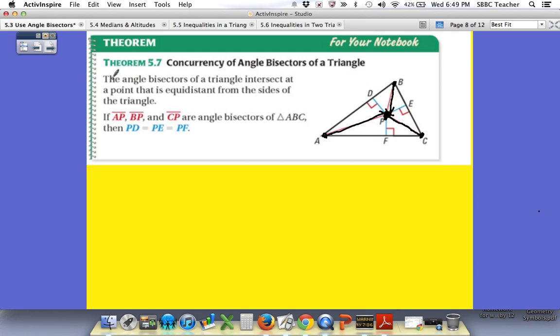And in this theorem it says the angle bisectors of a triangle intersect at a point that is equidistant from the sides of the triangle. So this point where all the angle bisectors meet is equidistant to all the sides of the triangle. So these blue lines are all congruent and perpendicular to the sides.